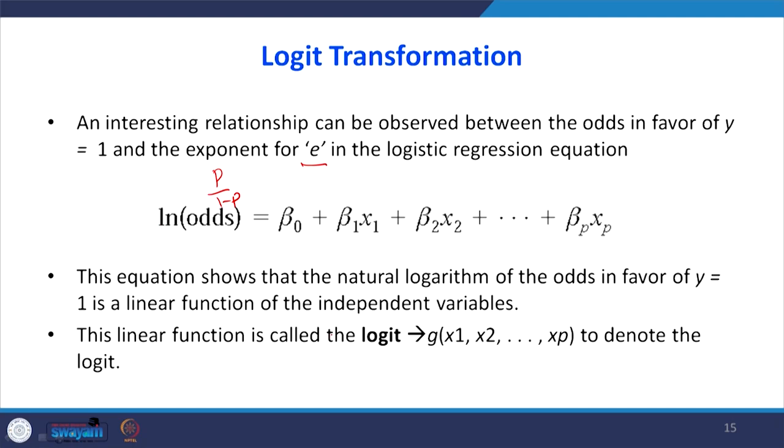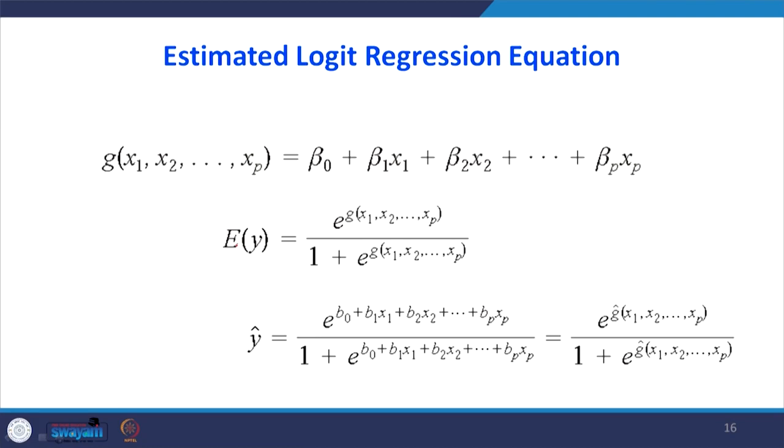This linear function is called logit. Generally, the custom is g of x1, x2 up to xp to denote the logit function. When you take the logit function, it becomes linear, so interpretation is easy. So how do we estimate the logistic regression equation? We know this is a logit function. The expected value of this logistic function is e to the power g of x1, x2 up to xp divided by 1 plus e to the power g of x1, x2 up to xp.